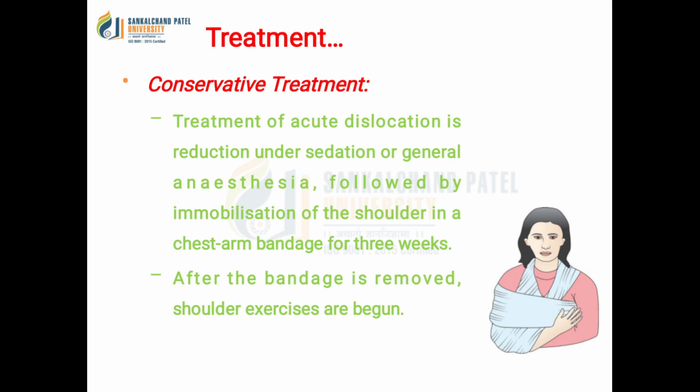Next we move towards the treatment. First is conservative treatment. Treatment of acute dislocation is reduction under sedation or general anesthesia, followed by immobilization of the shoulder in a chest arm bandage for 3 weeks. After the bandage is removed, shoulder exercises are begun.